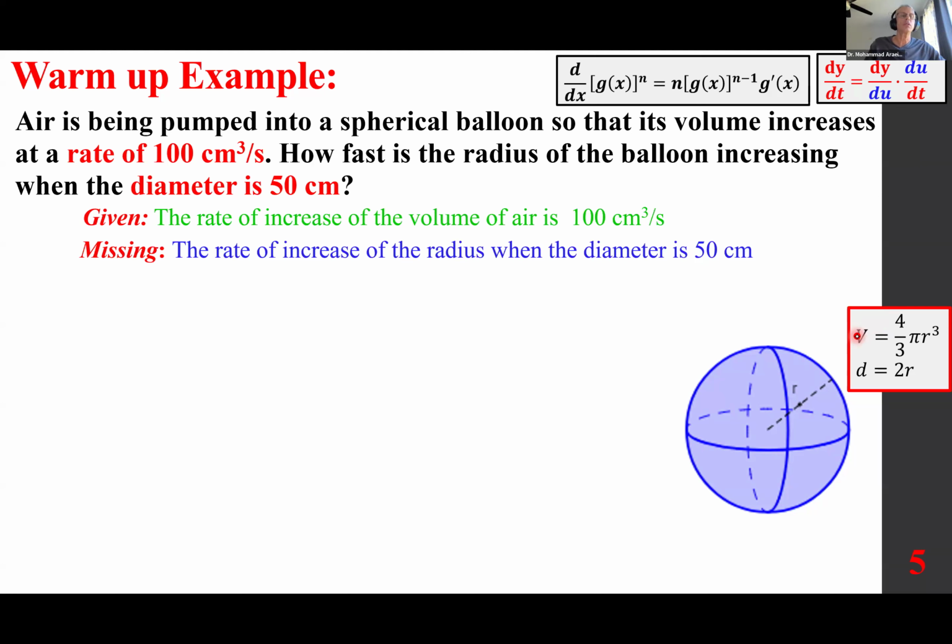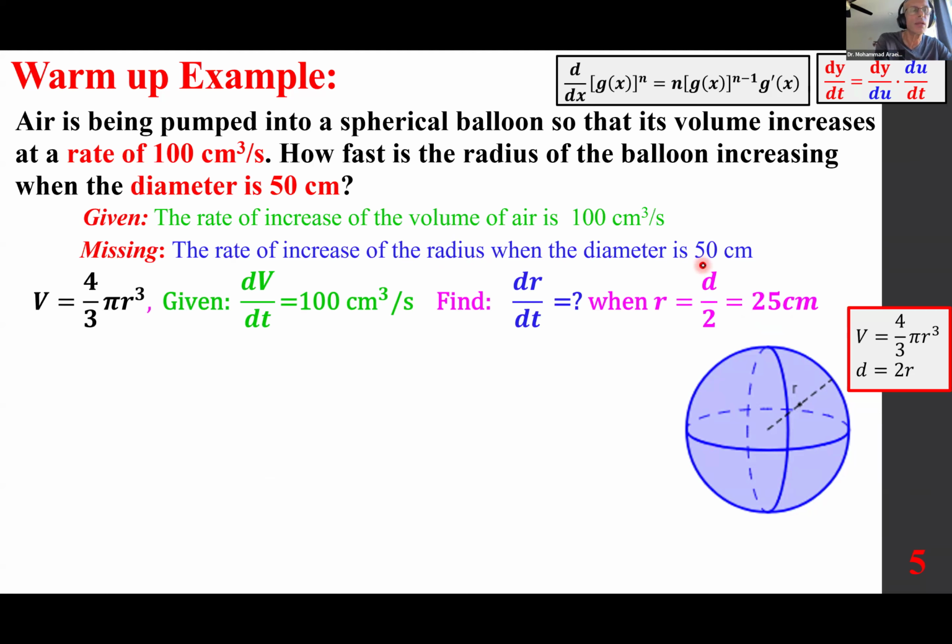And now we're going to reread this and say, okay, how do we write this symbolically? The rate refers to the differentiation. So dV/dt, the rate of increase of the volume, dV/dt is 100 cubic centimeters per second. What is missing? The rate of increase of the radius, dr/dt. At what point? When d is 50, which makes r 25.